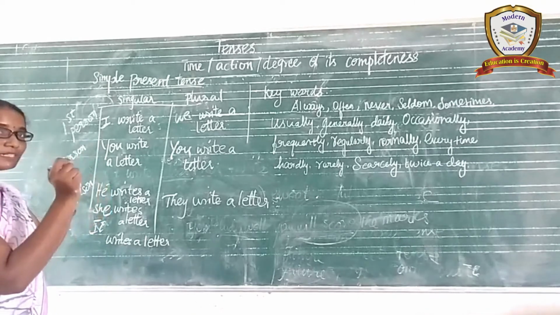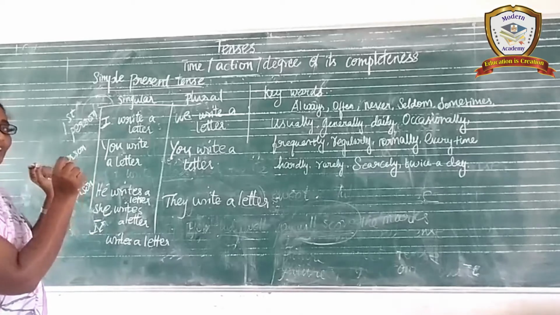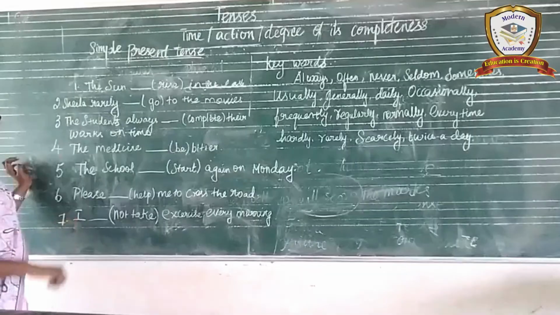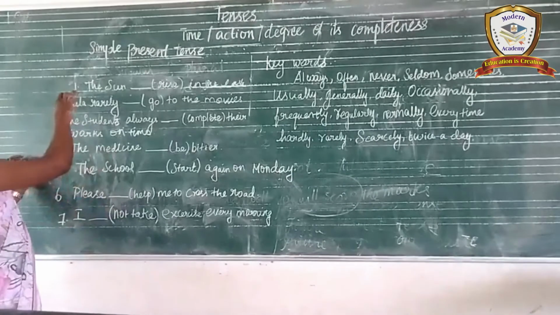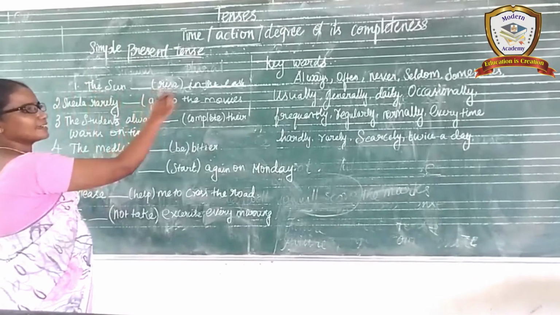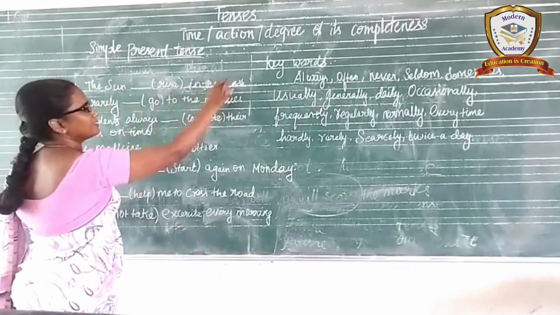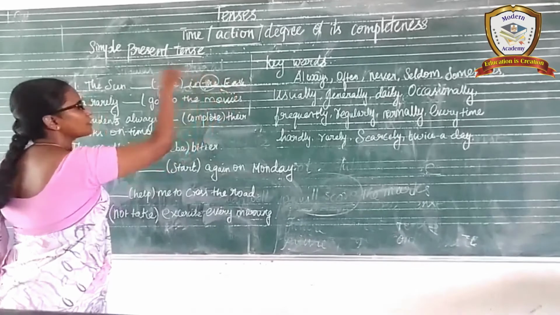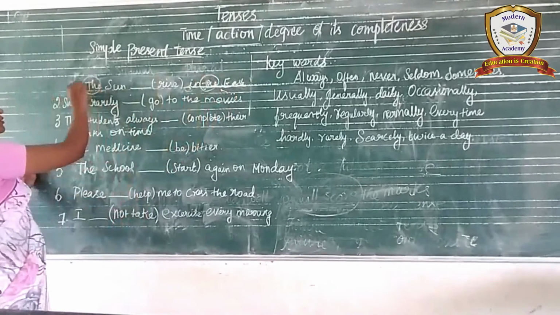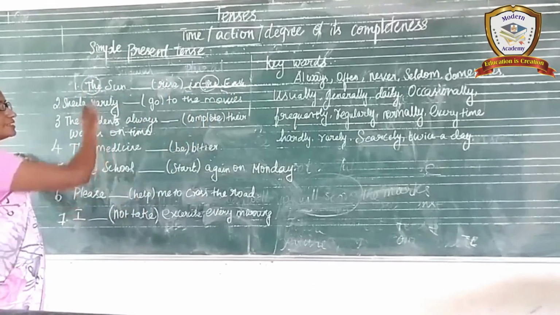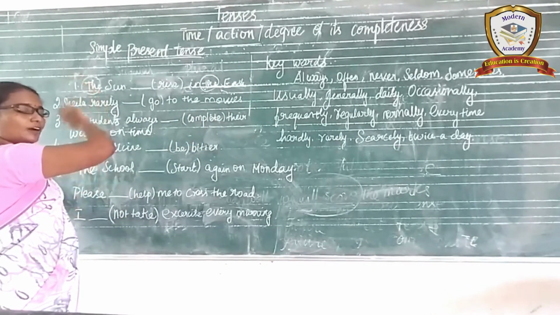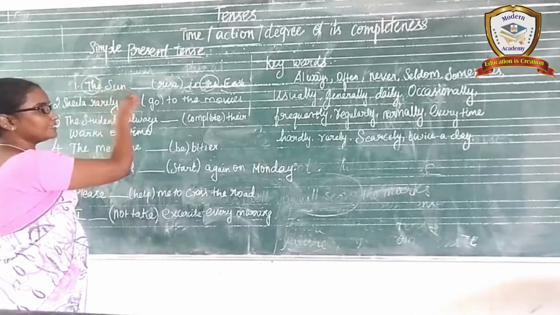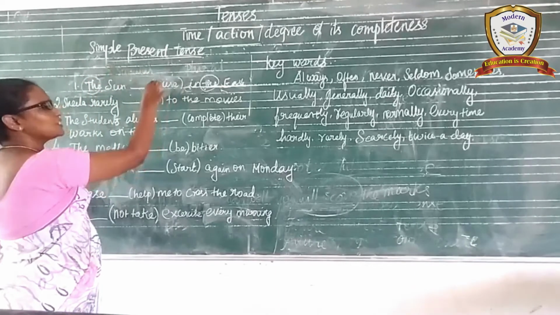Let us see the example sentences with the simple present tense, children. Listen carefully, dears. Listen, children. The sun does rise in the east. Before unique nouns we should use the article the. Understand? The sun, the moon, the earth, all the planets. Before these we should use the article the. The sun does in the east. It's a universal truth, you know.